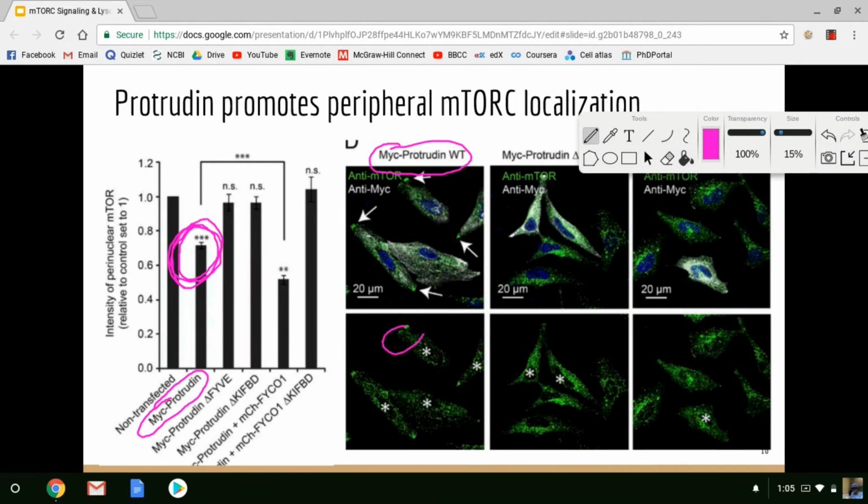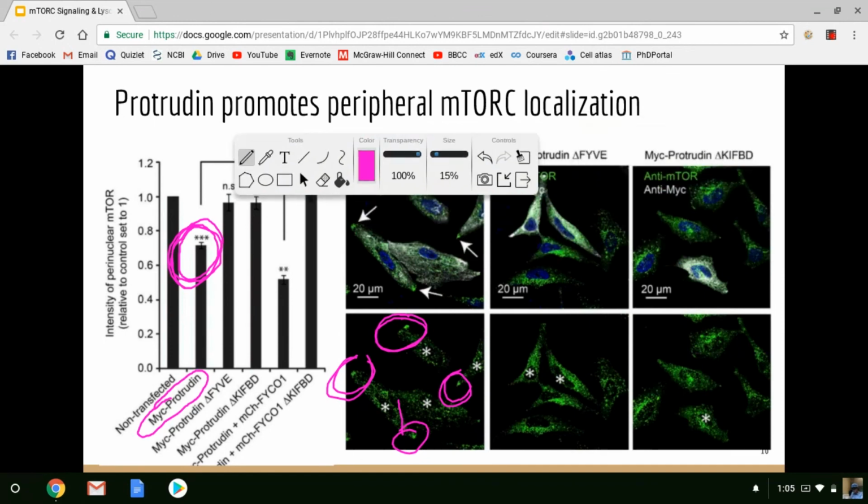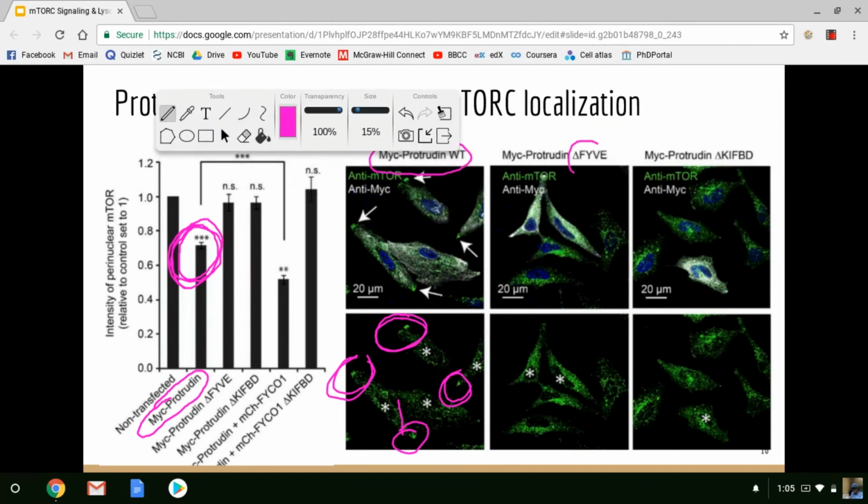You can see lots of mTORC. If you zoom in right here, you see lots of mTORC around these edges right here. This is very active mTORC signaling. And when protrudin has a mutated 5E domain right here, when the 5E domain has been mutated, you do not see mTORC localizing to the membrane. You just see dispersed mTORC signaling.